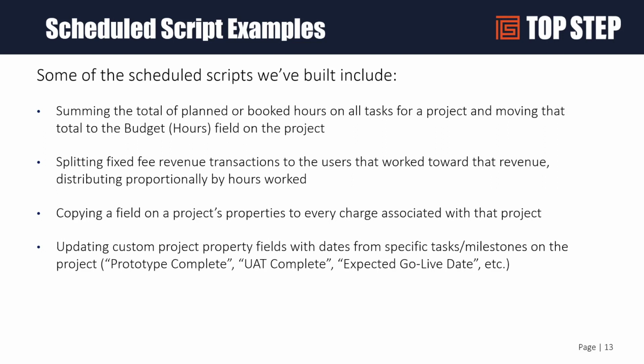Updating custom project property fields with dates from specific tasks and milestones on the project. So you could run a summary report or a detail report, I guess I should say, from a project that shows here's when the prototype was complete, here's when UAT was complete, here's the expected go-live date. And these are based on when someone completed the milestone task, and then the script populates that date field on the project. And so you have that information right there on the project without having to look at any of the milestone tasks to identify which ones have been done and when they were done. Makes the reporting quite a bit simpler for that.